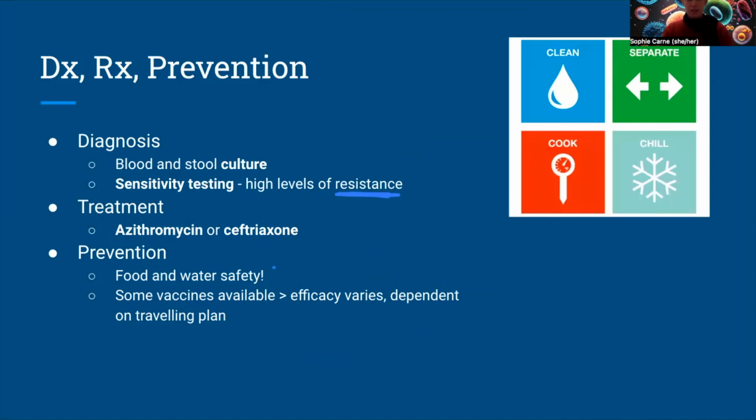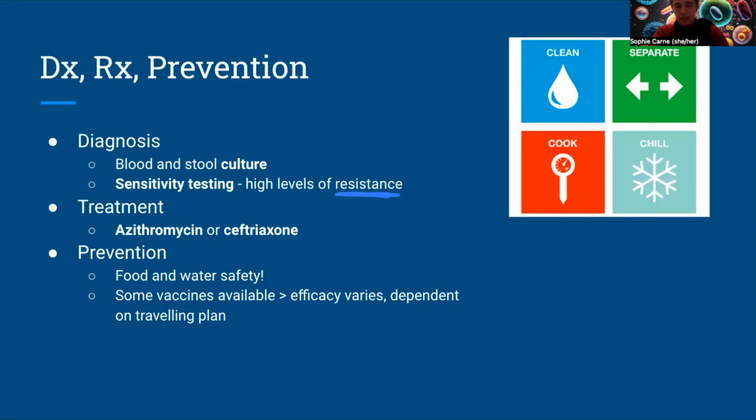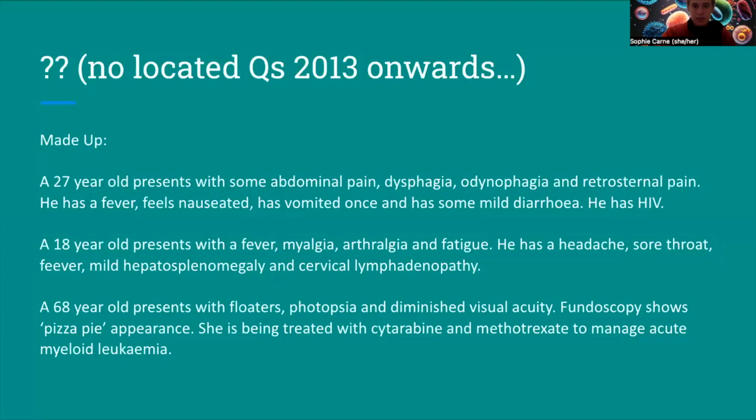So cleaning food, cleaning hands. There are some vaccines available, but the efficacy varies and it sort of depends on travel planning. So it's sort of travel medicine specific. And this is where you can find outbreaks of salmonella mainly.